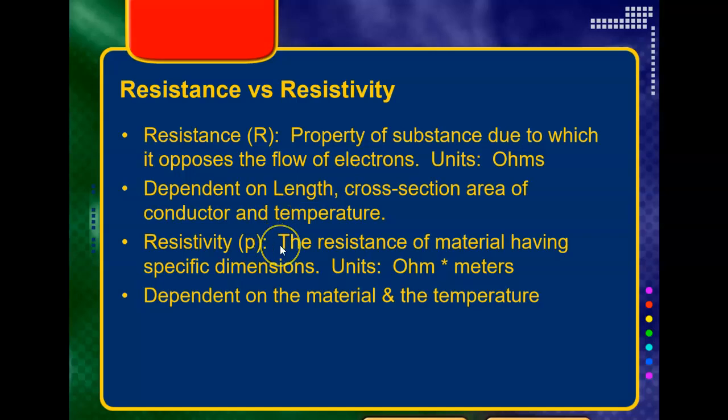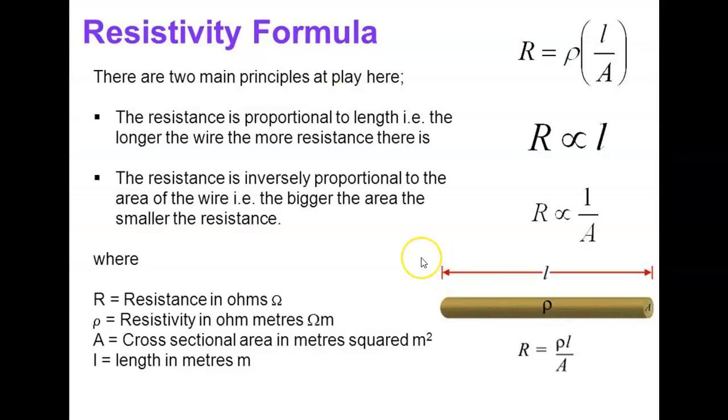Then you have this thing called resistivity, which is really the resistance of a material with specific dimensions. Okay, so resistivity kind of depends on the resistance. The unit is ohm meters. Okay, and I'm going to show you a little bit of an example here to get the formula for resistivity.